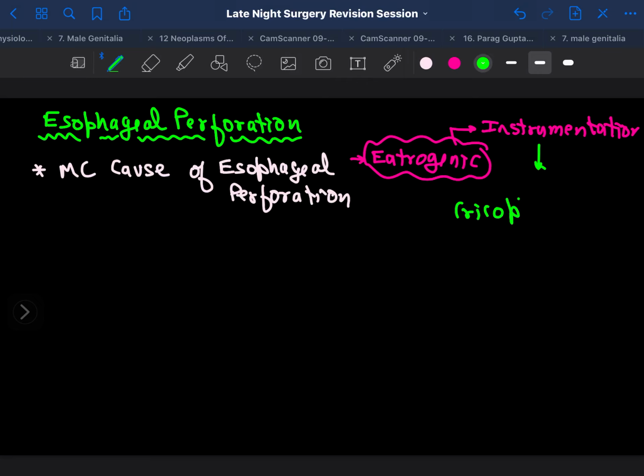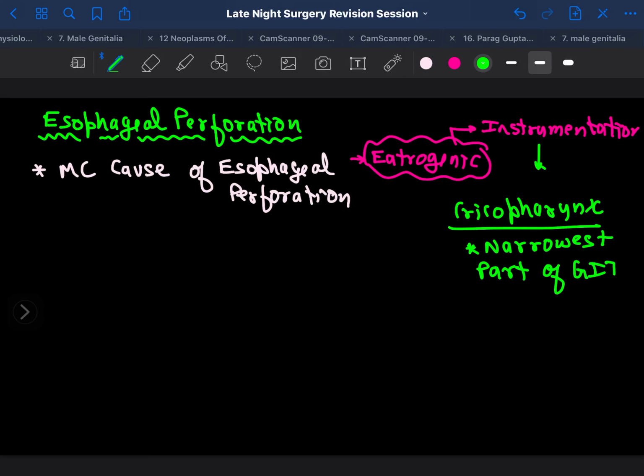Now why is this happening? Because the cricopharynx is the narrowest part of the entire GIT. The diameter is only 13 millimeters. So sometimes when you're trying to negotiate a scope through this, there might be a resistance, and you might push a bit harder, and your scope might go through the esophagus and rupture it. So this is the mechanism of iatrogenic injury, and this is in fact the most common cause by which perforation can happen.